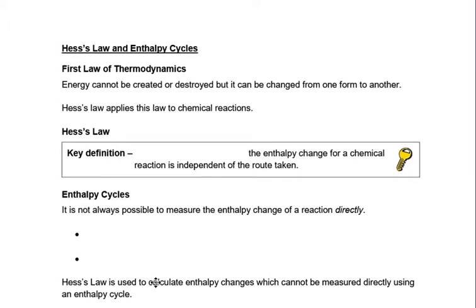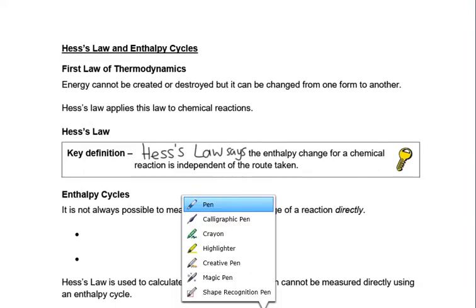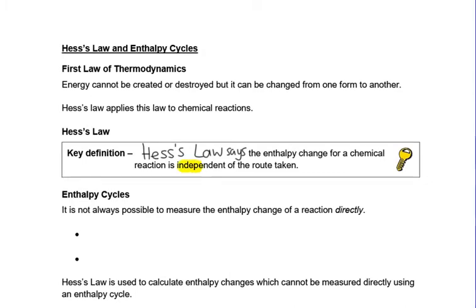Hess's law says the enthalpy change for a chemical reaction is independent of the route taken. The main thing you need to remember is it's independent of route. It doesn't matter how you get from A to B, you'll take in or give out the same amount of energy. So why is this important to a chemist?